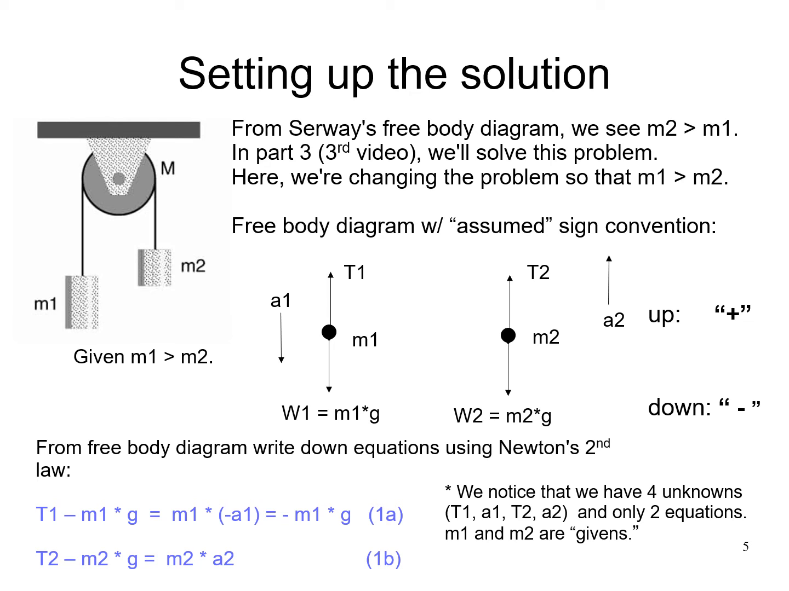Similarly, we have positive T2 plus negative M2 times g, which we've rewritten as minus M2 times g, equals positive M2 times A2. A2 is shown as positive because we've assumed that it is up, and we've assumed that it is up because M1 is greater than M2. Now, notice in this most generalized case, we now have 4 unknowns and 2 equations. The unknowns are T1, A1, T2, and A2. So we need more information in order to solve this system. And here's where the hidden assumptions come into play.